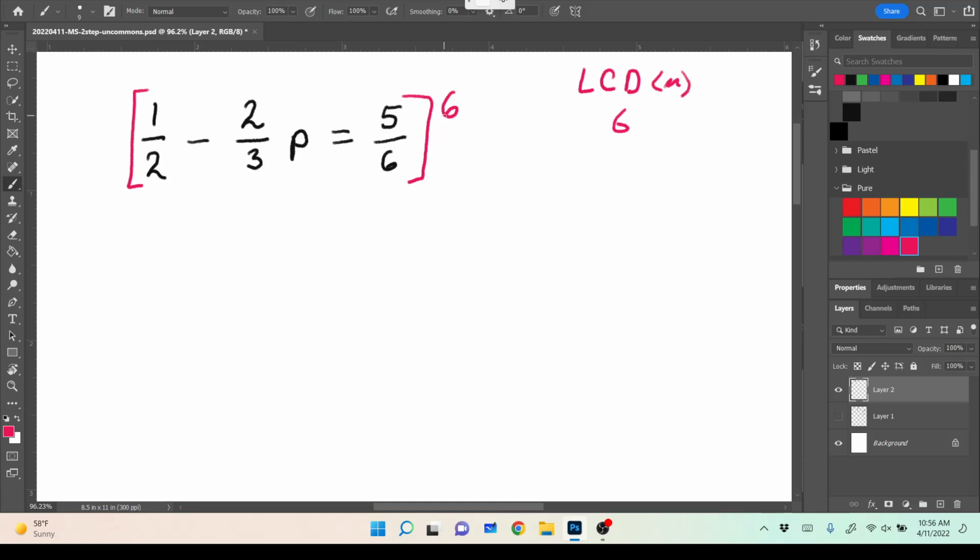Okay. So then you're going to do it the same way we've done everything else. You're going to multiply that number times everything. Let's walk through that step by step. So 1/2 times 6 minus 2/3 times 6p, remember to put the p in there, equals 5/6 times 6.